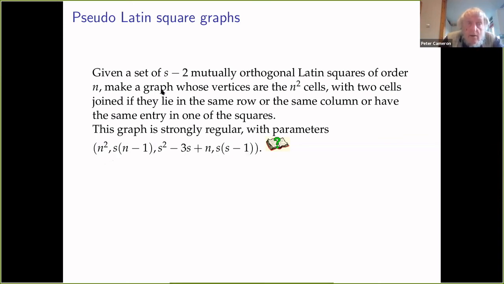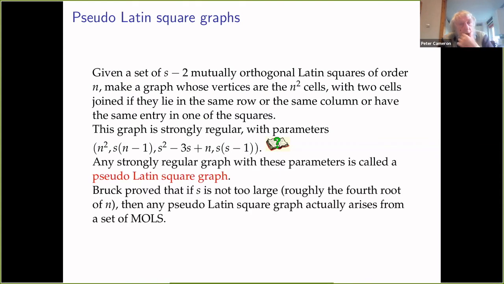When s equals 3, you have just 1 Latin square, and so that will give you the parameters for the Latin square graph. But anyway, that gives you a strongly regular graph. And if you have a graph with those parameters, you call it a pseudo-Latin square graph. So it may or may not actually come from a set of mutually orthogonal Latin squares, but you'll call it a pseudo-Latin square graph if the parameters look like the parameters of a Latin square graph. And back in the 1960s, Bruck proved that if s is small enough compared to n, roughly the fourth root of n, and you have a pseudo-Latin square graph with these parameters, then it actually does come from a set of mutually orthogonal Latin squares. So those are pseudo-Latin square graphs.